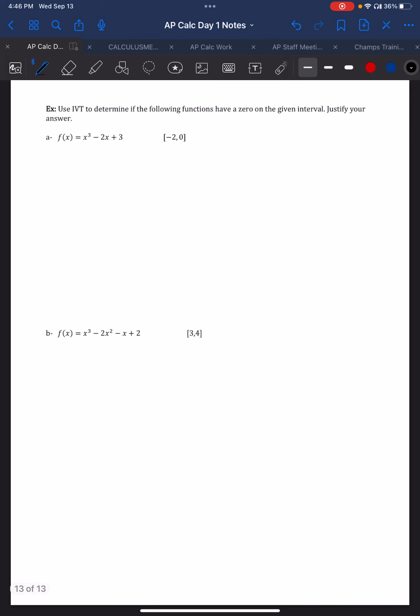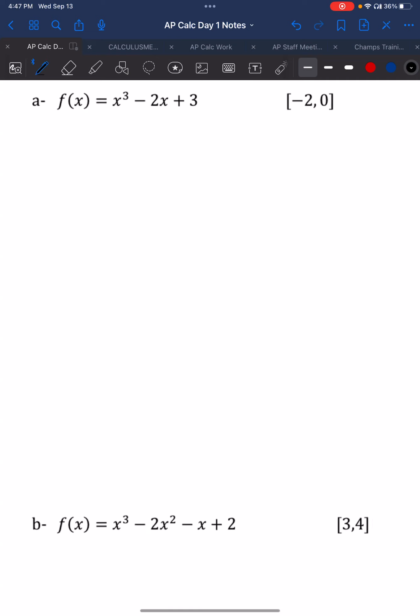Okay, we got these last two problems. Use IVT to determine if the following functions have a 0 on the given interval. This is actually what most mathematicians would use IVT for, application-wise. If they didn't have a graphing calculator to help them figure out where zeros were, they would create bounds and figure out where these zeros are. They might pick 2 points where they know a 0 is in between, figure out those values, and then try to narrow down their search.